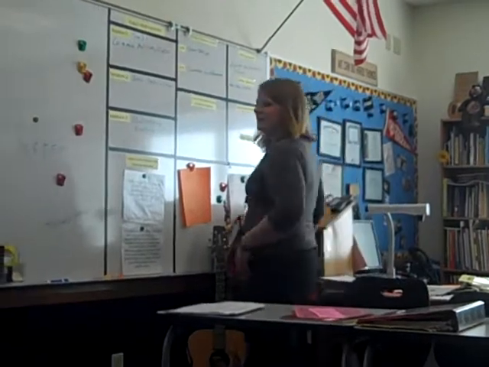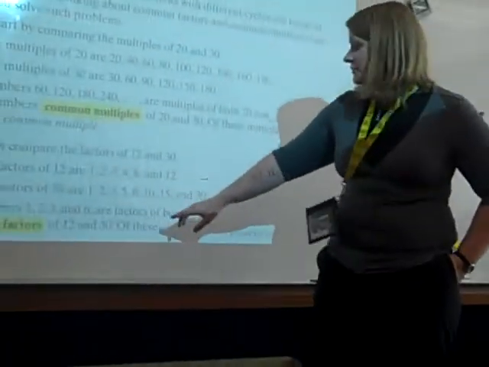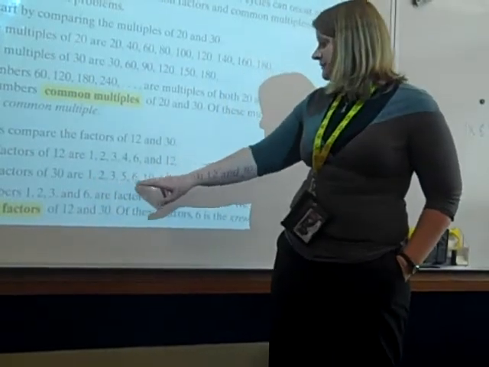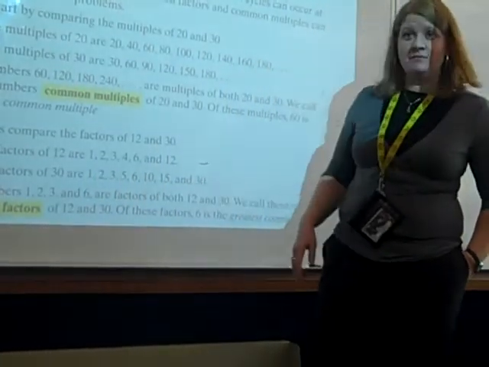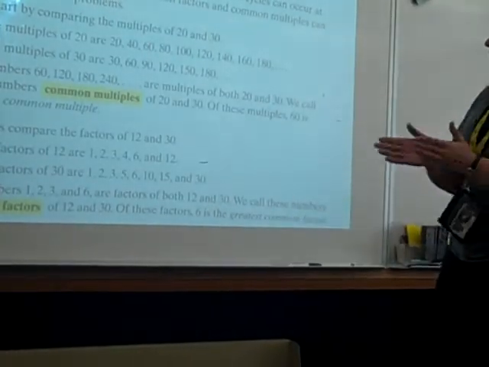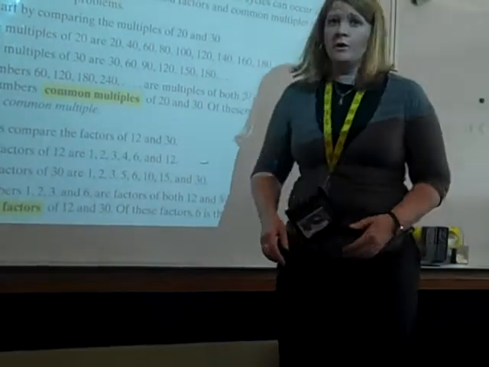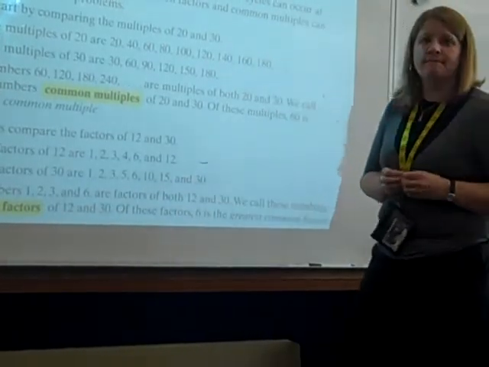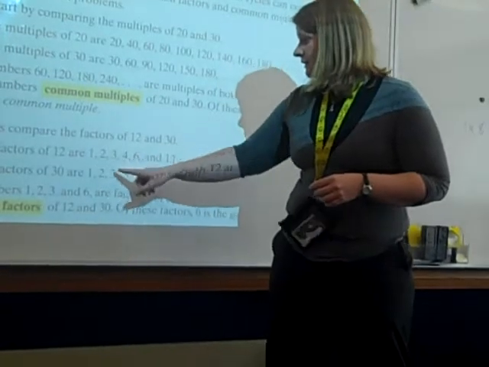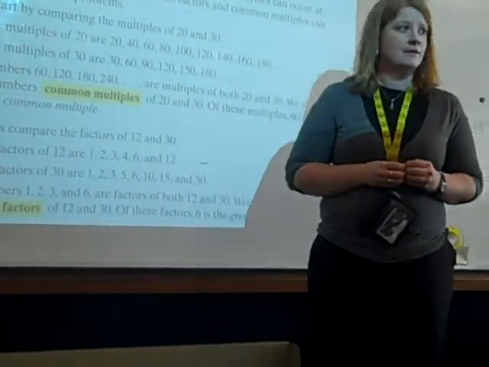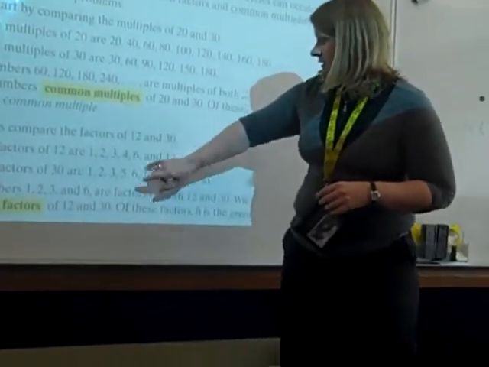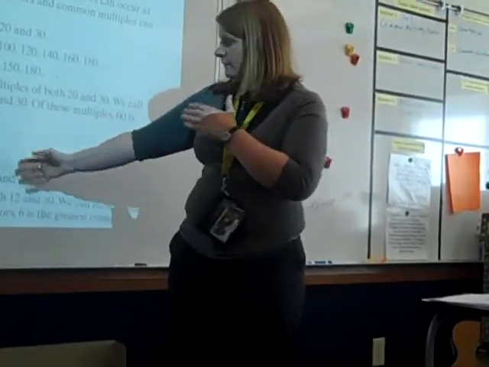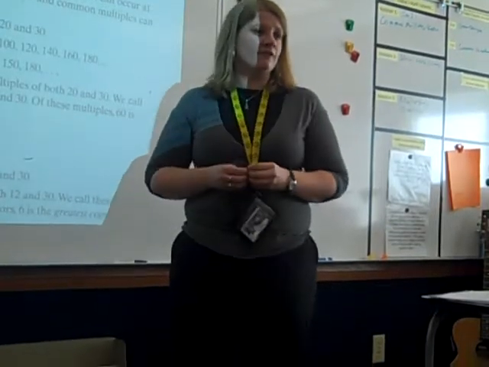All right. So, the factors of 30 are 1, 2, 3, 5, 6, 10, 15, and 30. So, the factors that they have in common are what? What have we got that they've got in common? 1, 2, and 3. Okay, 1, 2, and 3 are on both lists. Is there anything else? 6. Okay, so those are common factors. If the factor is on both of the lists, then that's a common factor.